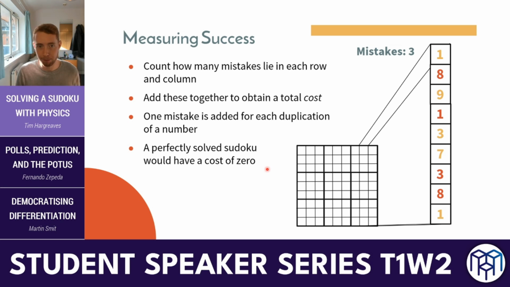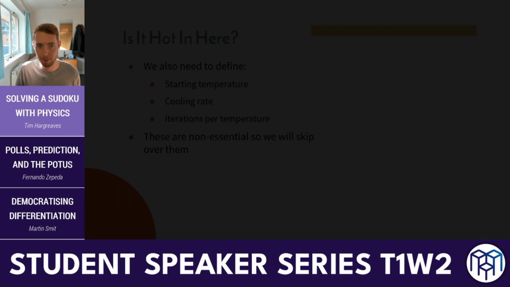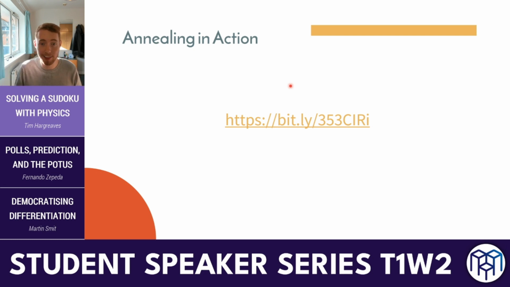That's the target here. Okay, and finally, we have to define the details of the temperature, what our starting temperature is, how fast we're going to cool down, and how many iterations we have for each temperature. We're not going to get into the details of how we decide these. They're included in the code, so we're not going to worry about those for now because they're non-essential. Essentially, you can choose any values here, but certain values are more likely to give you better results and faster convergence to the solution. Okay, so let's see this in action.